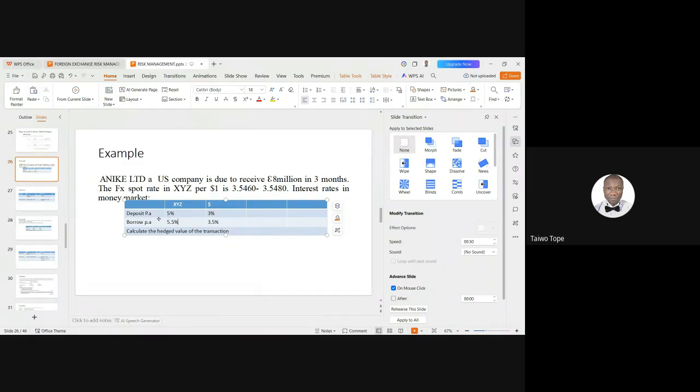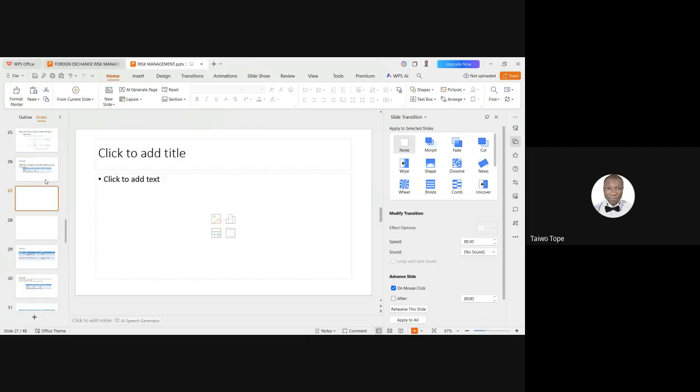Now, we have deposit rates per annum in SYZ and in dollars, and borrowing rates in SYZ and in dollars, which we use to calculate the hedge value of the transaction. To do this, we can quickly follow the format we displayed earlier for receipt.